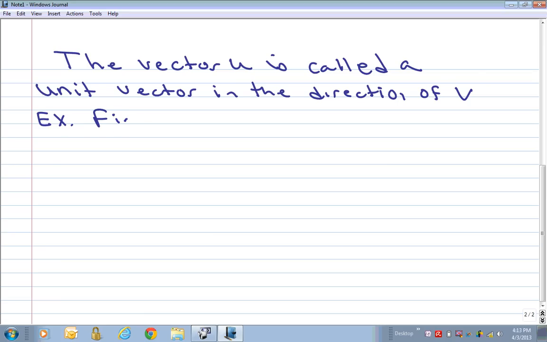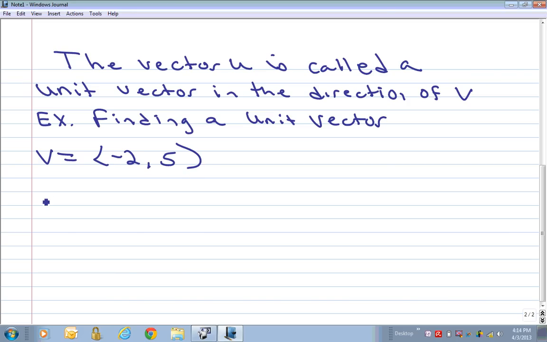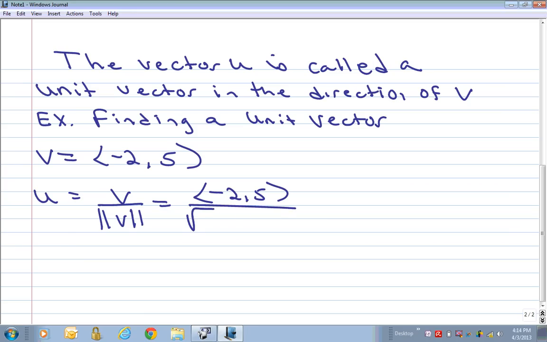We're going to use the example of finding a unit vector. Let's say we're given the component form of vector V as -2, 5. To find the unit vector, we would have the original vector divided by its magnitude. In this case, the original vector in component form is -2, 5, and it would be divided by the magnitude. Remember, magnitude is its length. We use the distance formula, so it would be the square root of -2 squared plus 5 squared.